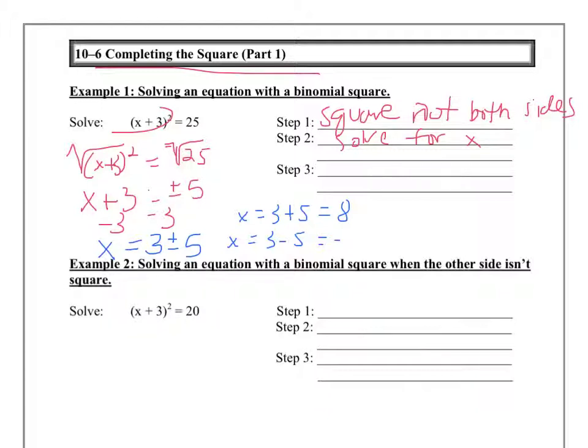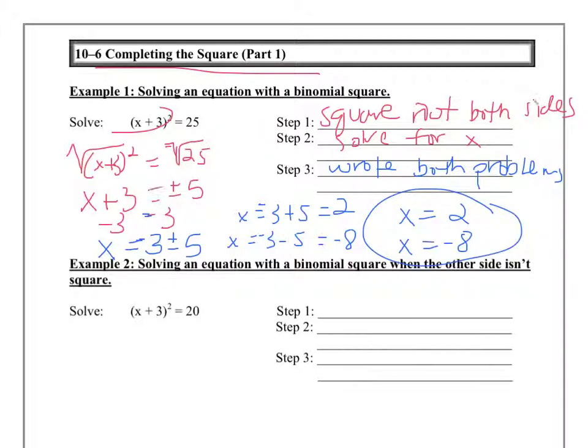negative, oops, sorry guys. This is negative 3, because I'm subtracting 3. Negative 3 plus or minus 5. So negative 3 plus 5 is going to be 2. And negative 3 minus 5 is going to be negative 8. So this here should be negative. The last step is I write both answers. So your two answers here are x is 2 and x is negative 8. All right, let's try the next one.